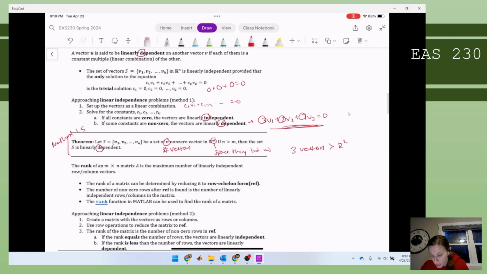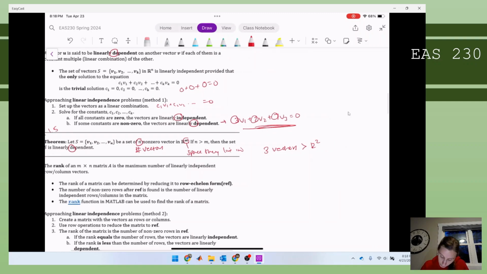Because we can always say that 3v1 plus 4v2 equals v3. And we can always solve for some constants to get to this other vector that exists somewhere, as long as the number of vectors is greater than the space they live in.